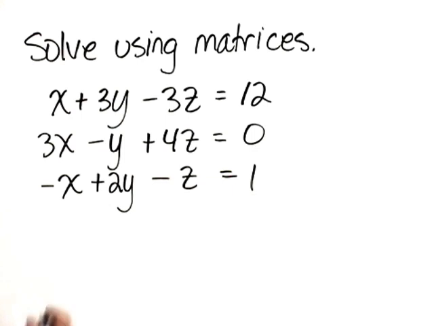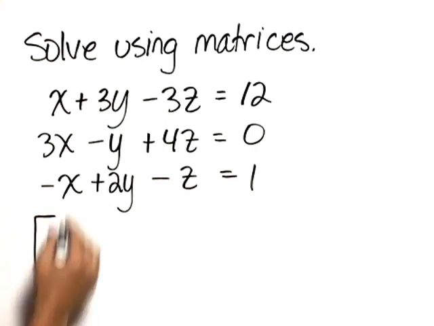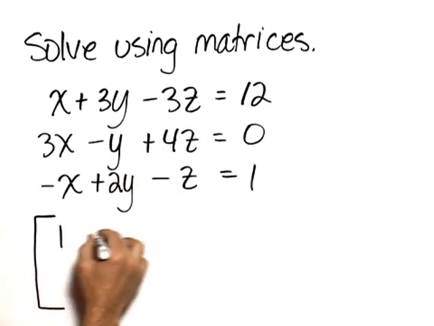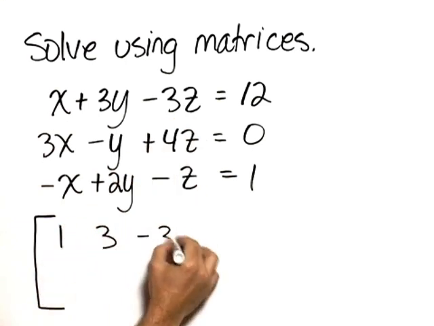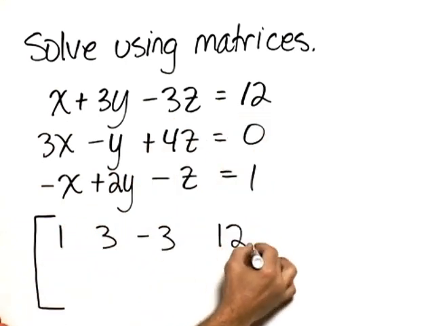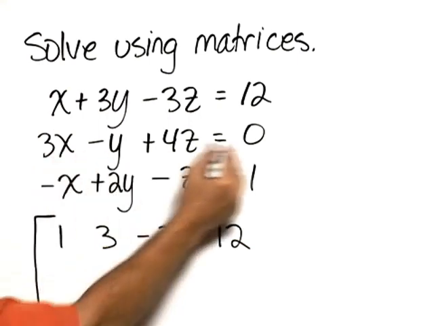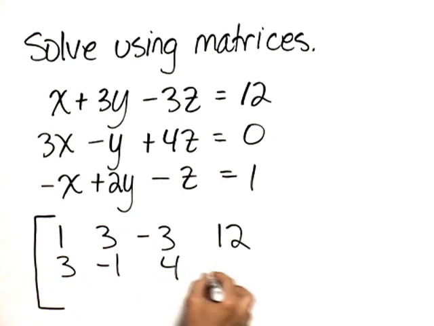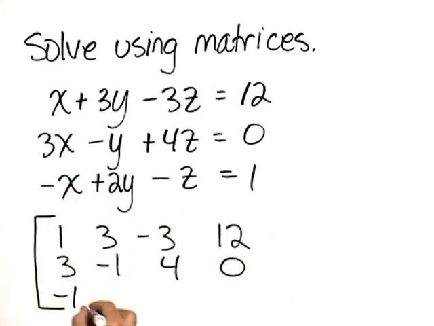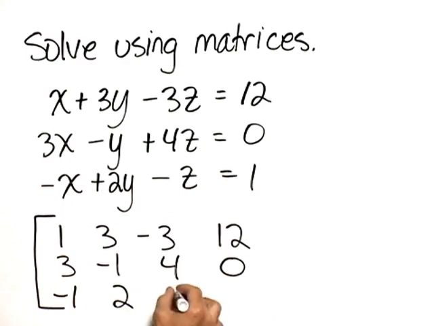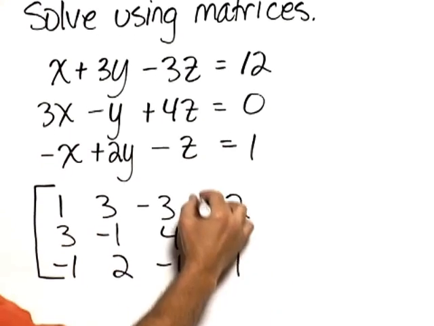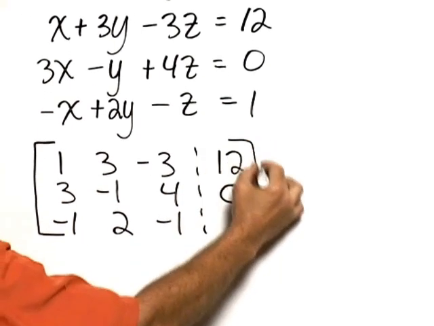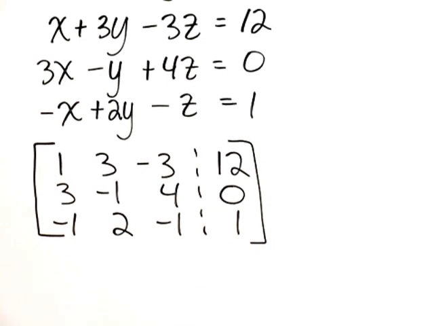So let's write out the corresponding matrix to this system of equations. We take the coefficients 1, 3, -3, and the constant 12. Then we take the coefficients for row 2: 3, -1, 4, 0. And then the coefficients for row 3: -1, 2, -1, 1, with a vertical line separating the constants from the coefficients.